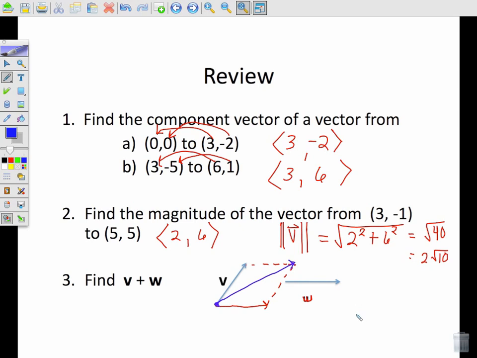Another way to do it is you start with v, and then you continue from v, you put w out there, and then you still do the diagonal. So this is v plus w. All right, so those are a few things that we learned in the previous lesson related to vectors.